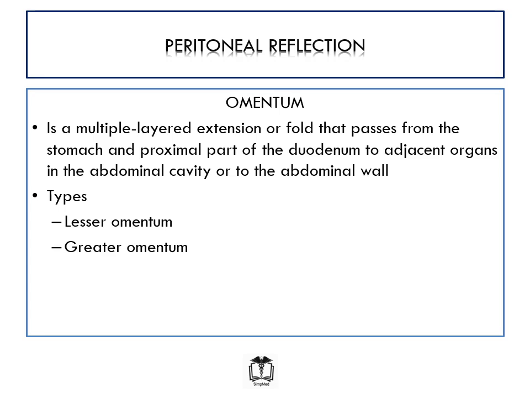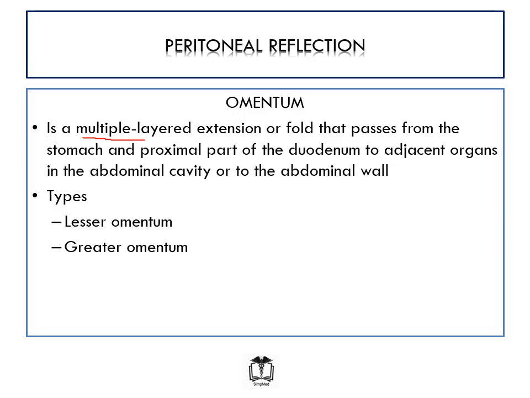The second peritoneal reflection is what we call the omentum. The omentum is a multi-layered extension of fold. Emphasis on the multi-layered. This is distinct from the mesentery, which is double layered. It's a multi-layered extension of fold that passes from the stomach and proximal part of the duodenum to adjacent organs in the abdominal cavity. And then we talk about the types of omentum we have.